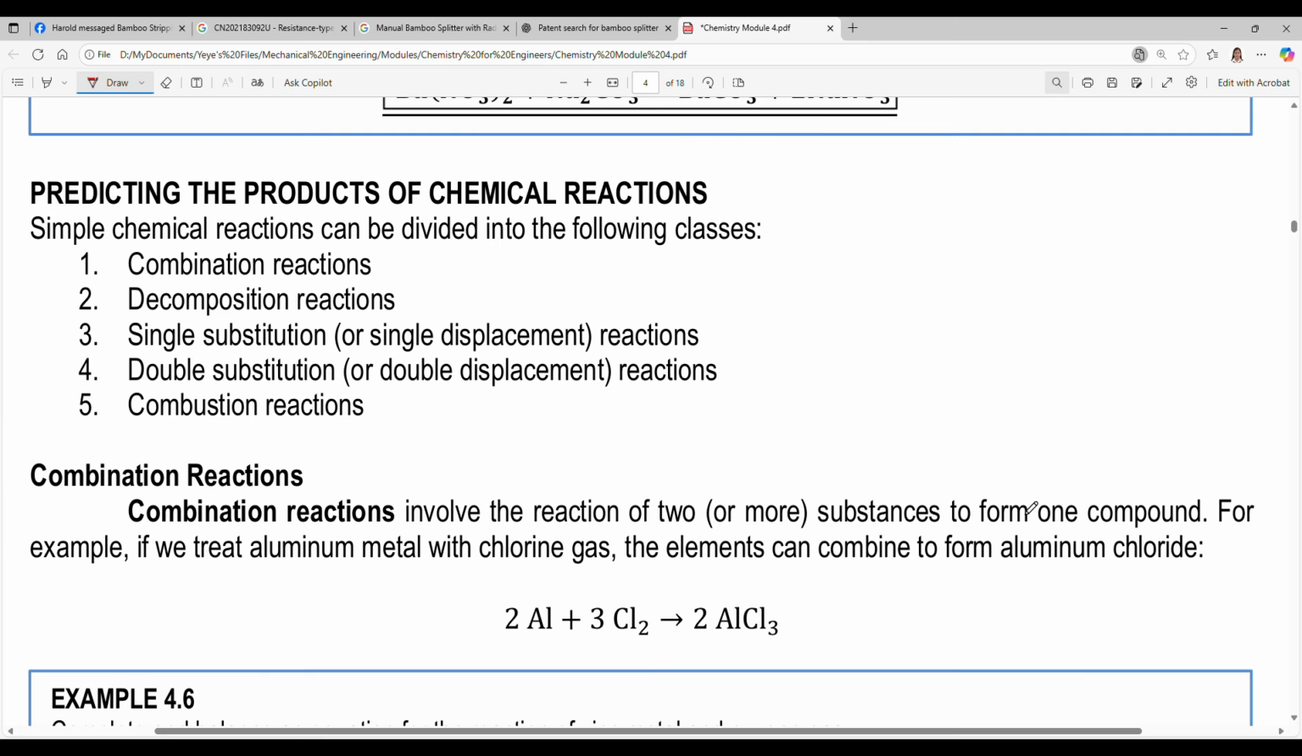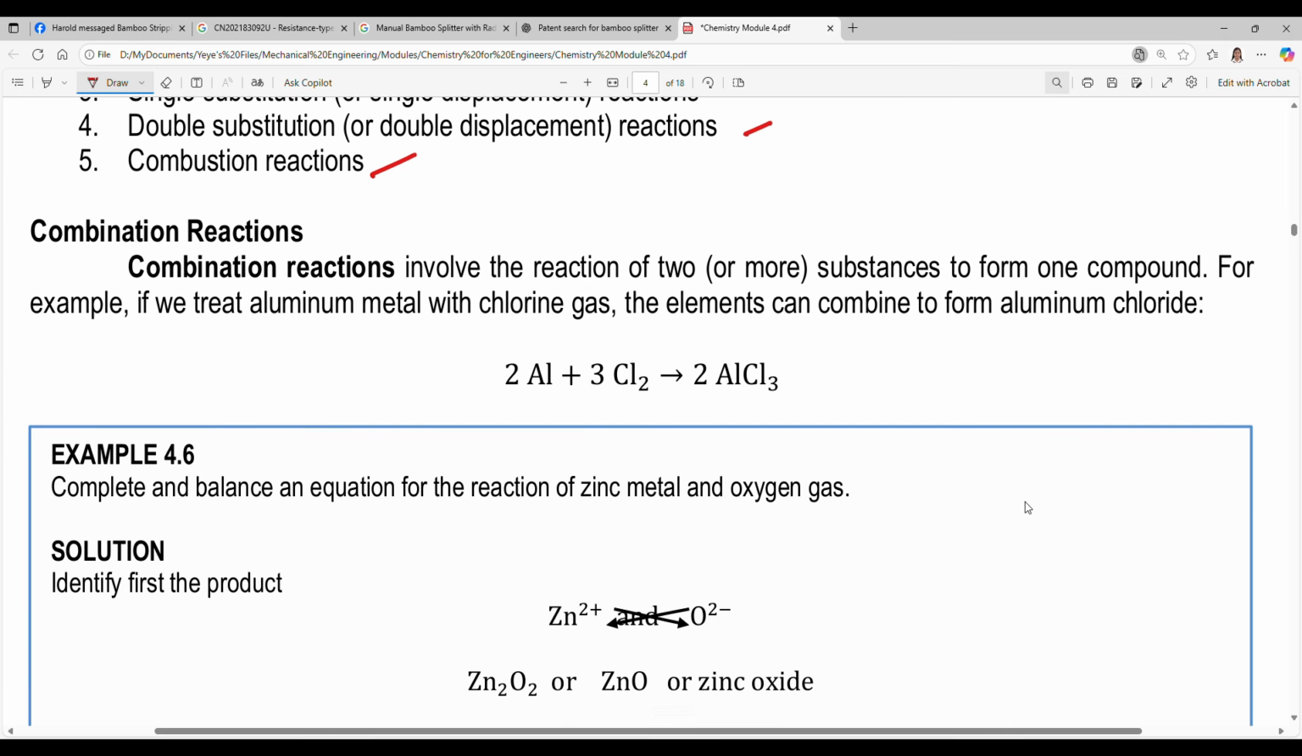Let's now proceed with the prediction of the products of chemical reactions. Simple chemical reactions can be divided into the following classes: combination reactions, decomposition reactions, single substitution or single displacement reactions, double substitution or double displacement reactions, and combustion reactions. Let's have first the easiest, or simplest, form of reaction, which is the combination reaction.